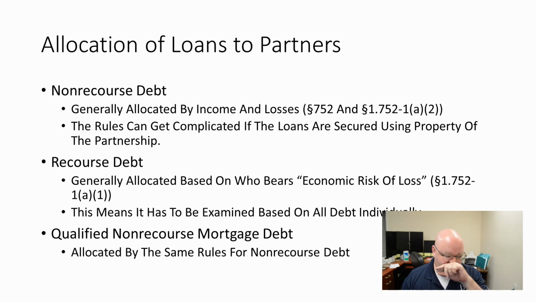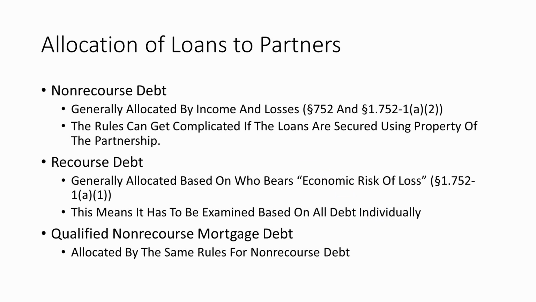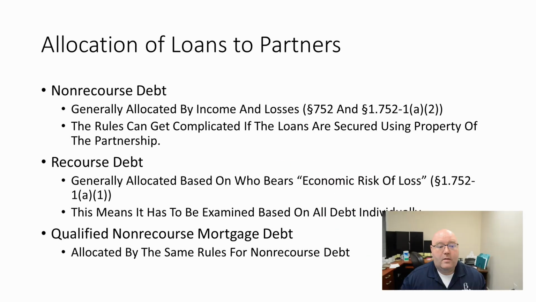It's all based on who bears the economic risk of loss, and that's going to be a very important thing. I'm sorry, I'm going to disappear my picture here real quick so you can see this fully. It basically means that it has to be examined debt by debt. In other words, each individual debt item creating this basis has to be individually examined, because I may bear the economic risk of loss on one loan, and my partner may bear the economic risk of loss on another loan. If that is the case, that partner then gets 100% of the allocation for that, because he or she bore that economic risk of loss.